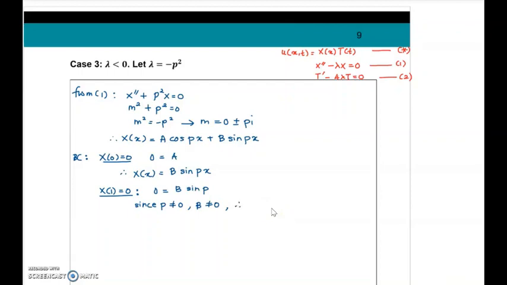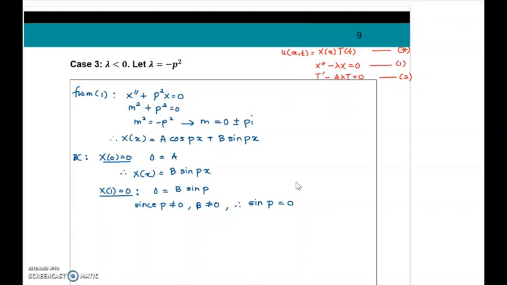So therefore, the only thing that has to be 0 is sine p, because it is not the general sine x. It's just sine p, only at p. The sine value is 0, so it's okay to have that. So sine p equals 0. We need to think of what p is so that the sine value is 0.